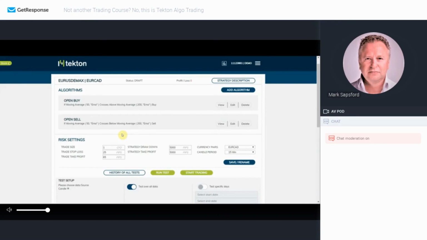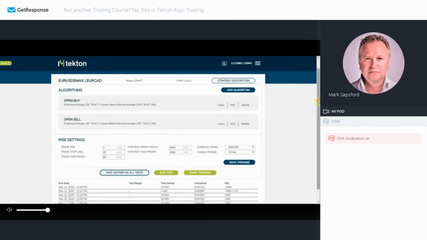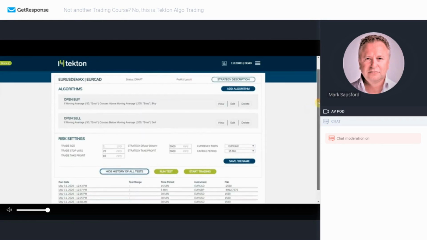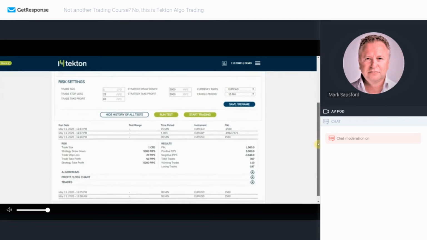So once you've done a series of back tests and you're wanting to run something live, you simply start trading. Now obviously, if you've done several back tests, you can look at your history here and choose which one you want to use, and clearly you can see the one we want to use is this one here. So we want to use the settings on this one to get ourselves going.